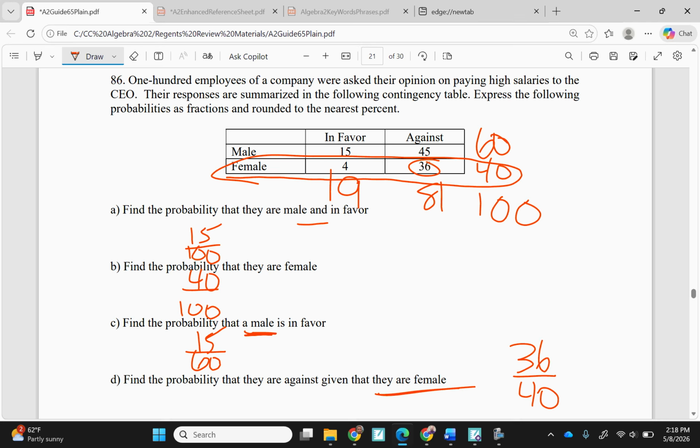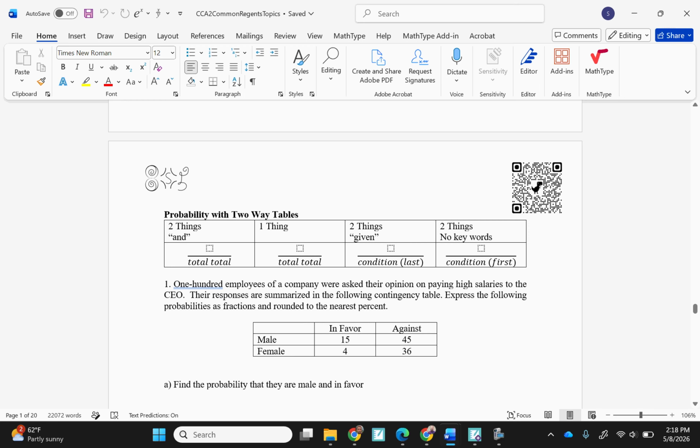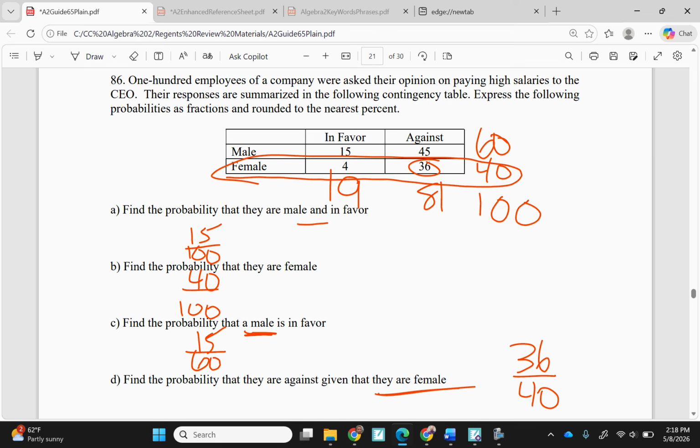So that's the 4 different possibilities. There's more practice after that, obviously. But if you see, I'll pull it up one more time. If you see 2 things and the word "and," it's over your total. One thing is over your total. If you see "given," the condition comes last at the end of the sentence. And if there is no keywords, but there's 2 things, then the condition comes first.